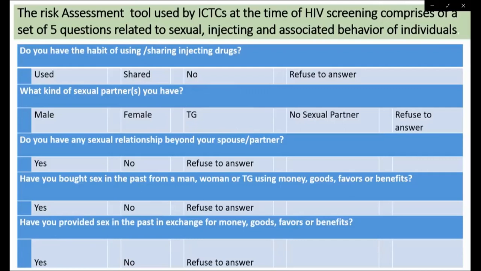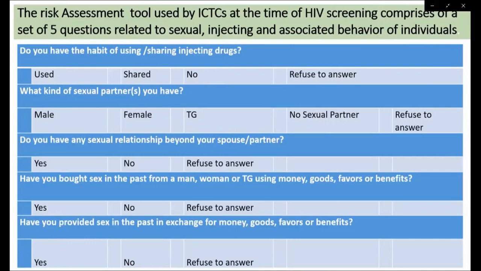Then, do you have any sexual relationship beyond your spouse and partners? This is the question again we are asking: yes, no, or refuse to answer. If no, okay. And refuse to answer is also questionable, because it shows how the rapport has been built by the counselor with that particular client.